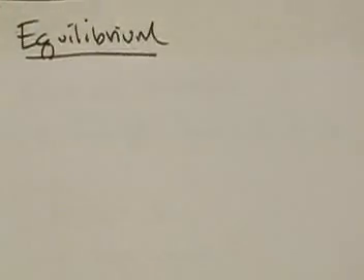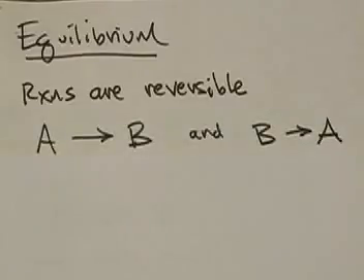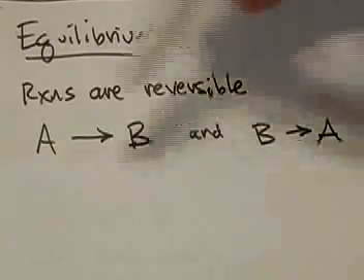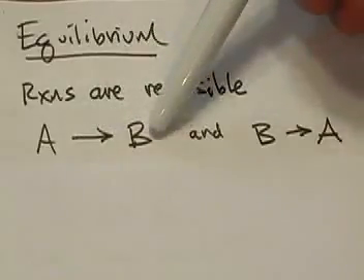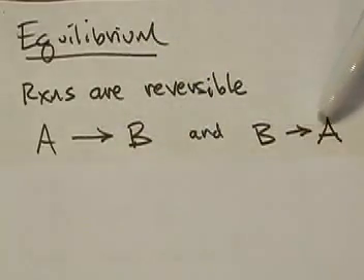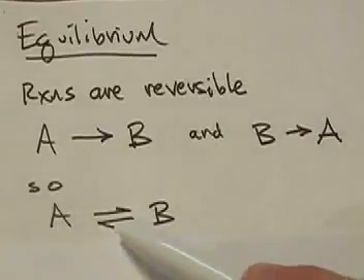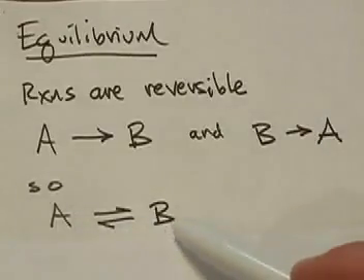This video cast is about Chapter 15, Equilibrium. Equilibrium tells us that reactions are reversible. Not only do reactions go from reactants A to products B, but they also go from products B to reactants A at the same time. And so we can write this reaction as A double arrow goes to B.